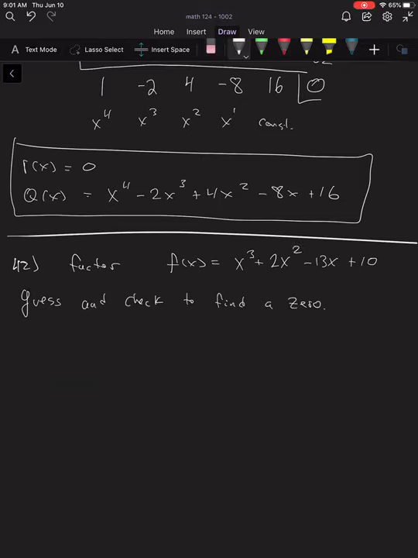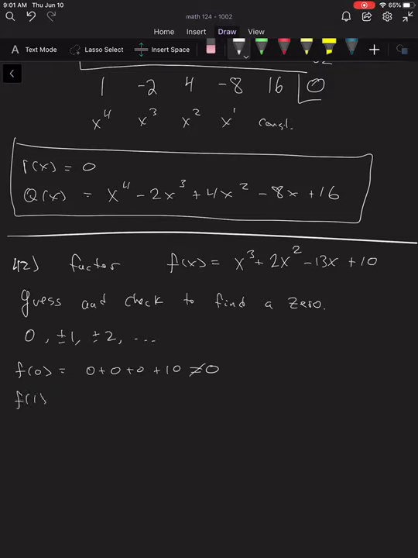Okay, now the problem's copied down correctly. Sorry. Anyway, so the zeros to choose again: 0, plus minus 1, plus minus 2. Let's try 0 for this one. We would get 0 plus 0 plus 0 plus 10. So again, that's not a 0.